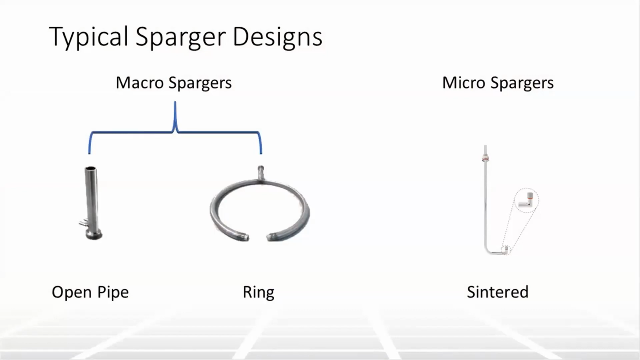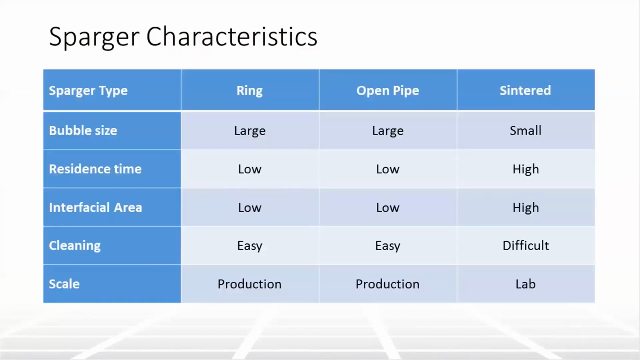Open pipe and ring spargers generate larger bubbles compared to sintered spargers. The table shows the characteristics of the various types of spargers, but generally speaking, sintered spargers are used for single-use or small-scale operations where cleaning is not a major concern. For large-scale production, ring and open pipe spargers are more commonly used.